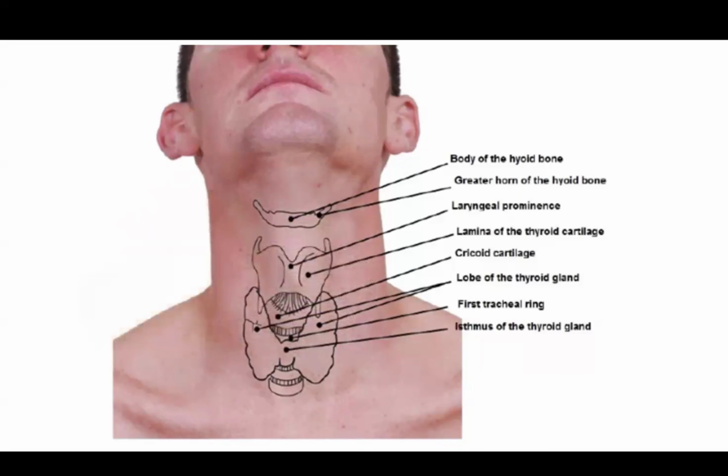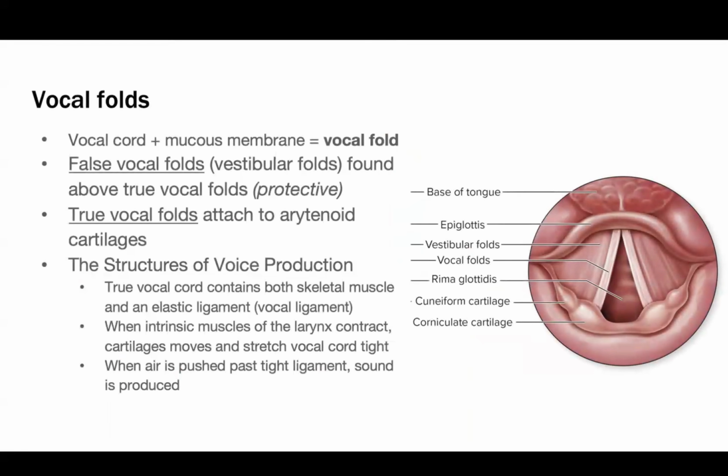Now, I hinted at this earlier, but let's actually talk about vocal cords and sound production. Wait, hold on a second. Why does it say vocal folds? A vocal fold is basically a vocal cord when it's covered by mucous membrane. Since they're delicate structures that need to be protected, you've got two sets of vocal folds. The set that's most anterior, the one that you're going to access first, are called vestibular folds. Now, these are false vocal folds. These aren't the actual ones. They're sitting above the true ones, and they're primarily protective.